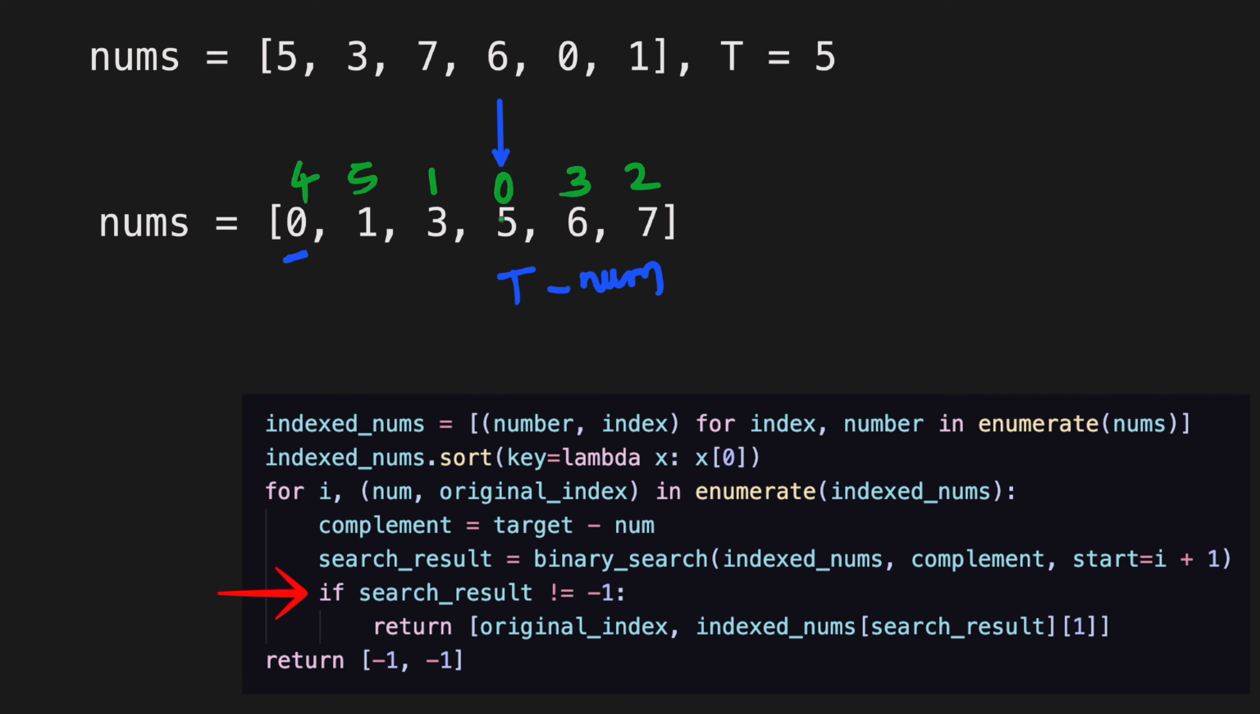But if it didn't, then we would have gone to the next element like 1 and search for its complement, that is element 4 in the array, and so on. And here, as the number 0 and its complement both exist in the array, we will return their indices, that is 4, 0 as our answer.